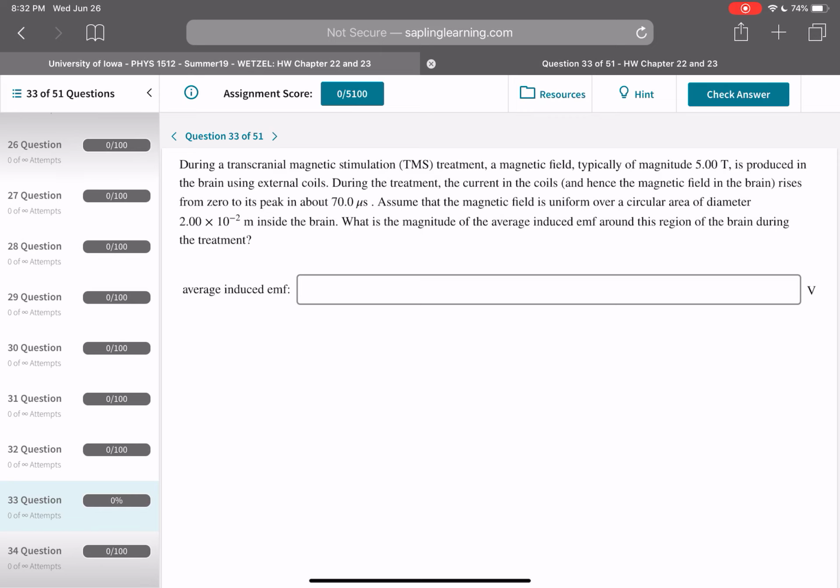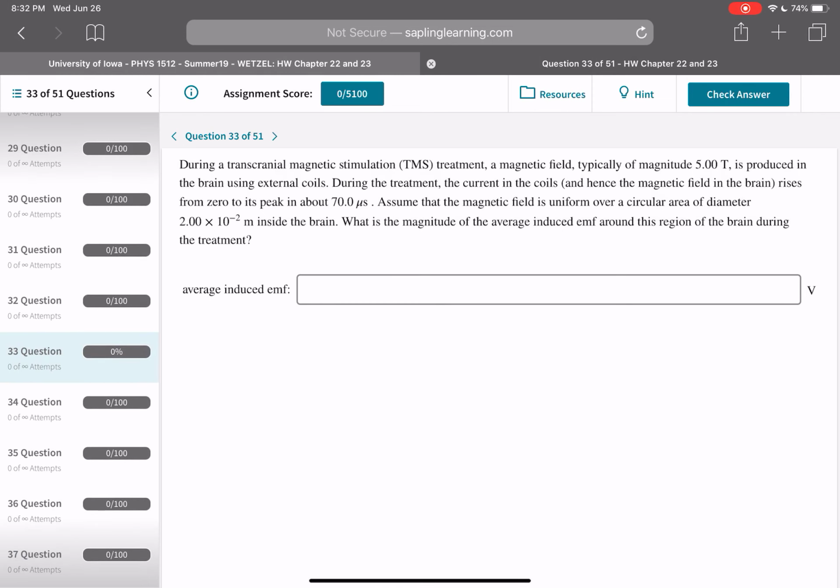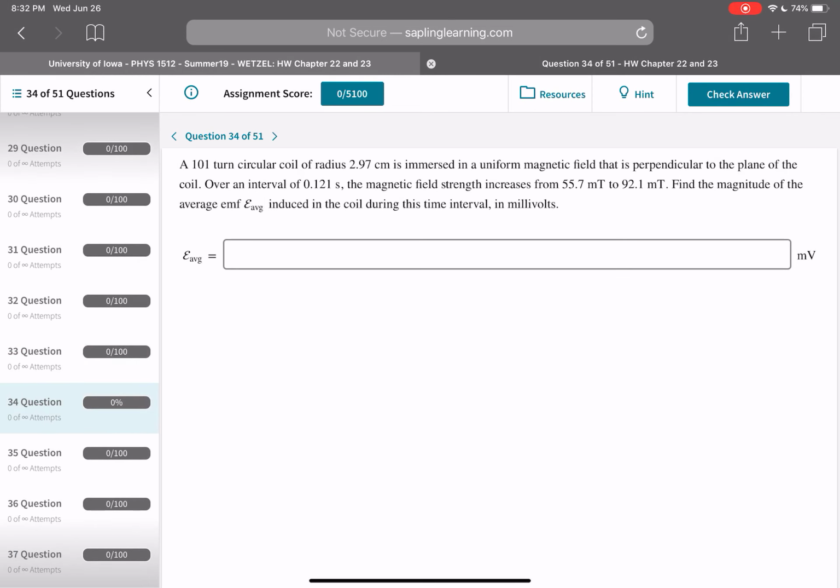That should be the EMF induced in the brain. Okay, you've got a circular coil with a radius, immersed in a magnetic field perpendicular to the plane of the coil. You've got your 0.121 seconds. The magnetic field strength increases from this, so that's your change in magnetic field.